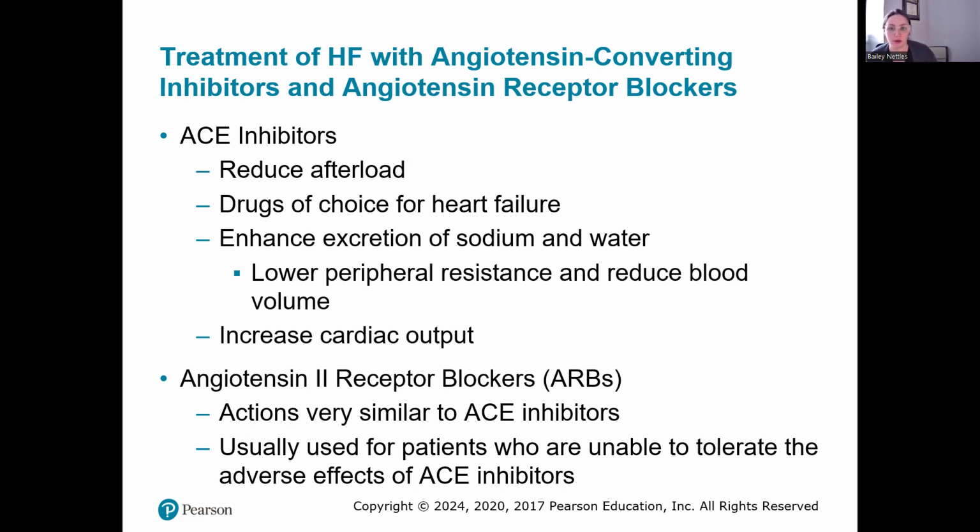It enhances the excretion of sodium and water, which again is great for heart failure because the less blood volume and the less peripheral vascular resistance, the easier it is for my heart to work, right? If it doesn't have that much blood to pump in the first place, great. Now my blood pressure is even lower. Now it has an easy time. That's what we want. We want our heart to take it easy, and this will help. ARBs work very similarly, and they are used when patients can't handle the ACEs.